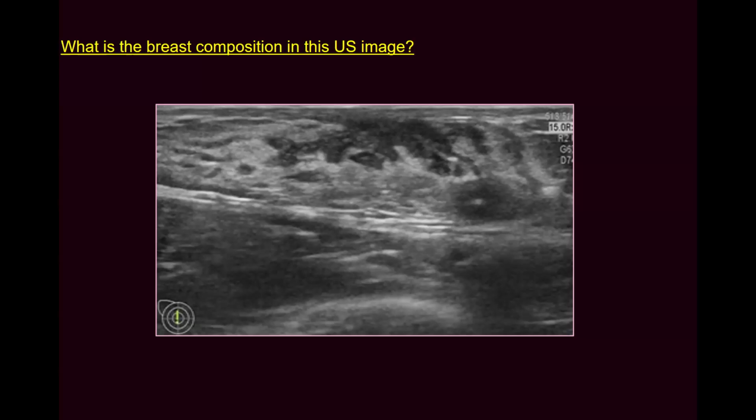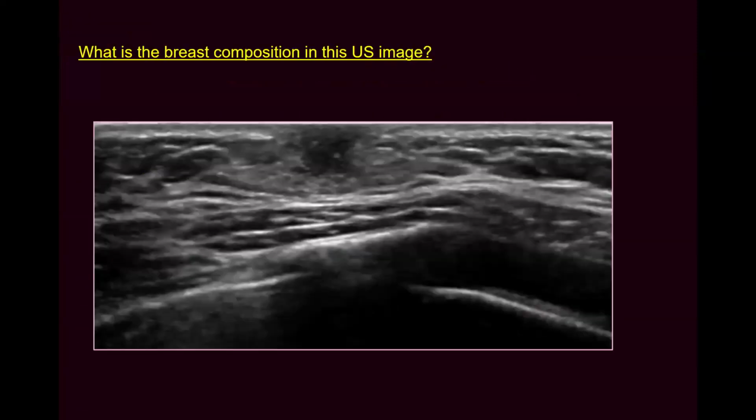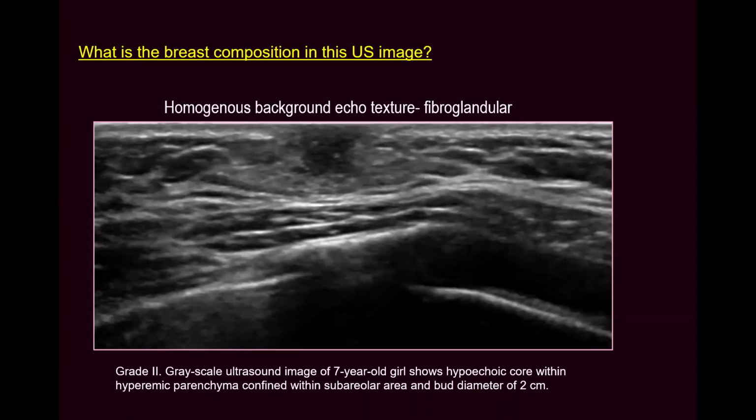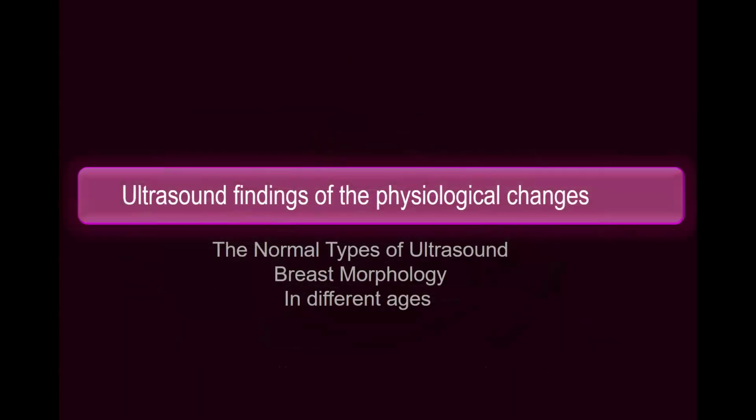What Tanner stage is this? Tanner 2? Is it 2? Oh, this is a very large disc, a very large bud. It extends so far beyond the areola. 3. This is 4. What is this? The parenchyma here. Heterogeneous background echotexture. What Tanner stage is this? This is Tanner 2. 3. This is 2. So it is homogeneous, okay? So it is a homogeneous background.